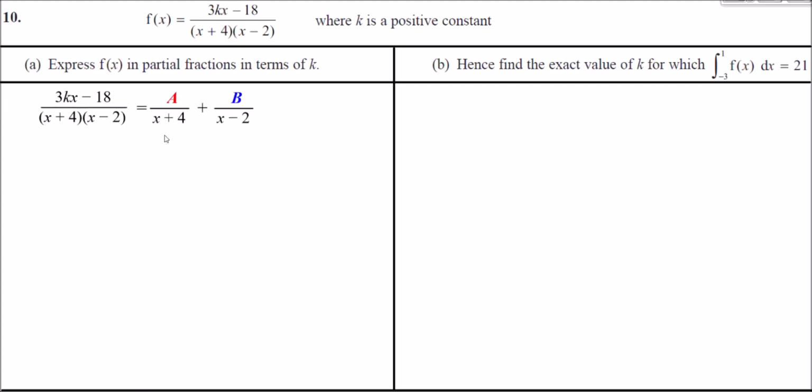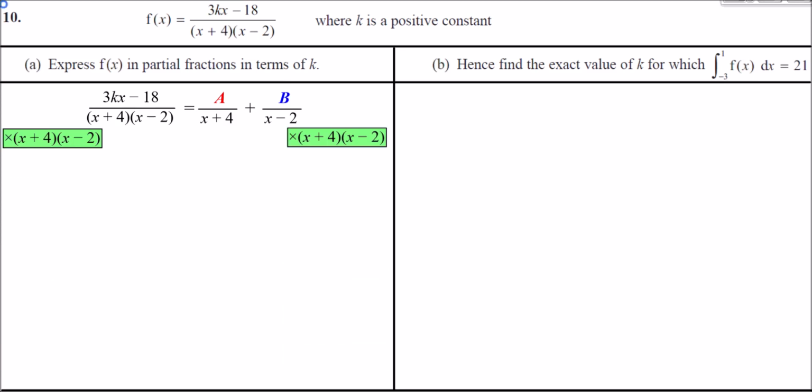So the initial setup is going to be something like this. We're now going to multiply both sides by (x plus 4)(x minus 2), so we can then compare these coefficients A and B, which I've colour-coded in red and blue. So after multiplying both sides by (x plus 4)(x minus 2), we get the following. 3kx minus 18 is A multiplied by (x minus 2) plus B multiplied by (x plus 4).